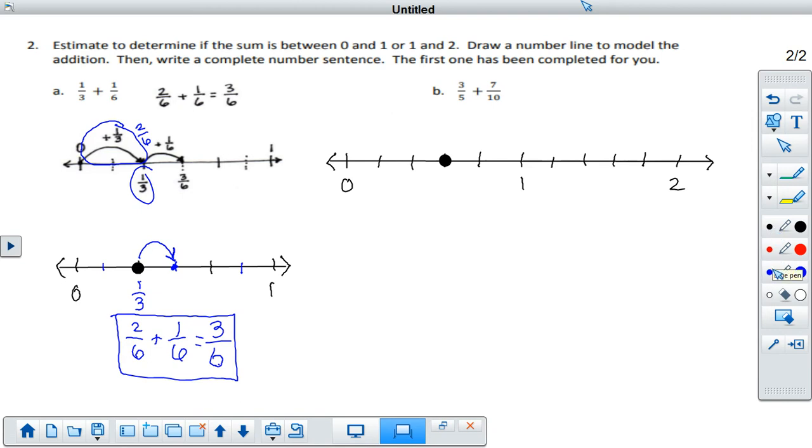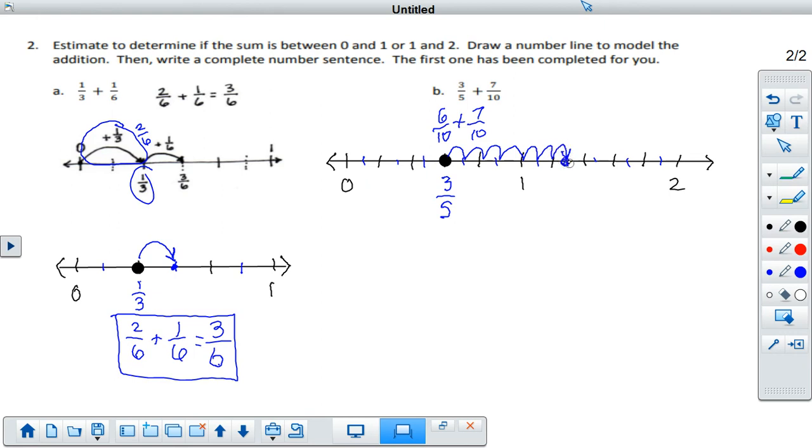Next, since I'm going from fifths to tenths, 5 times 2 is 10. So I need to split each of these in half all the way down. Now I'm in tenths. My 3/5, I can count tenths. That would be 1, 2, 3, 4, 5, 6 tenths. Now I need to show that I'm adding 7 tenths. 1, 2, 3, 4, 5, 6, 7.